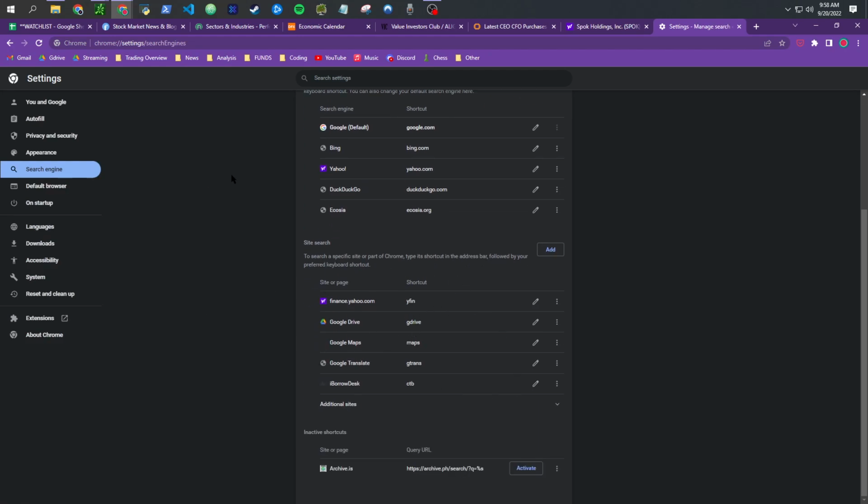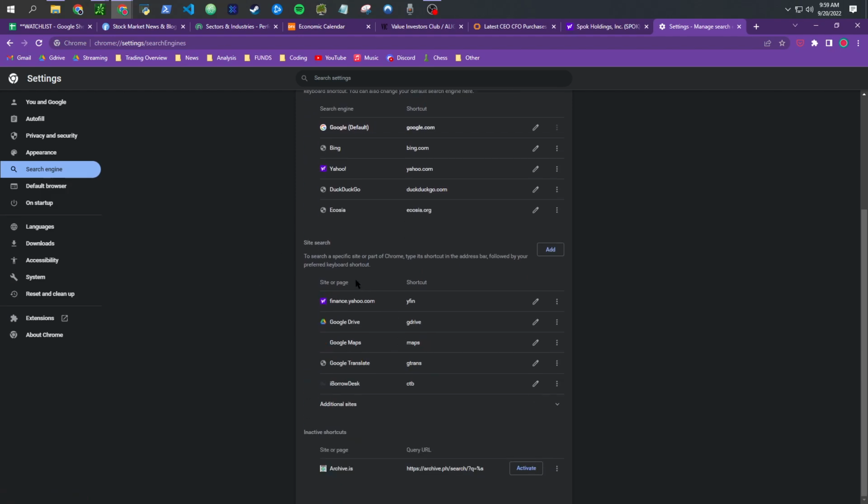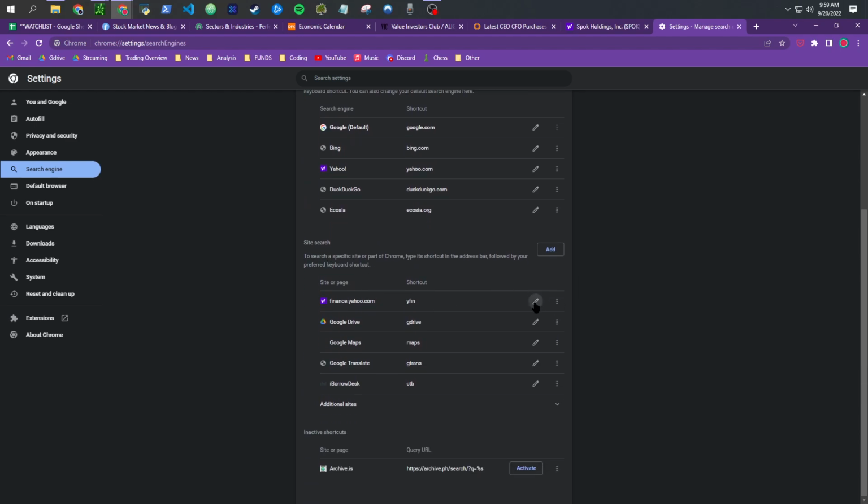So if you go to settings, I use Google Chrome because everything I need to do is easiest to do through Google Chrome. That's basically the only reason I use it. But yeah, if you go to settings and search engine, and what was that? Manage search engines and site search. You scroll down and you can set up these shortcuts. And I think you just need to put the link in, right? And you can set up whatever shortcut you want.